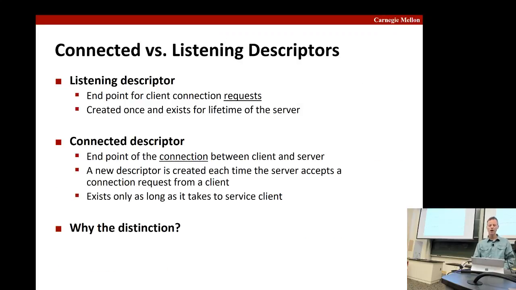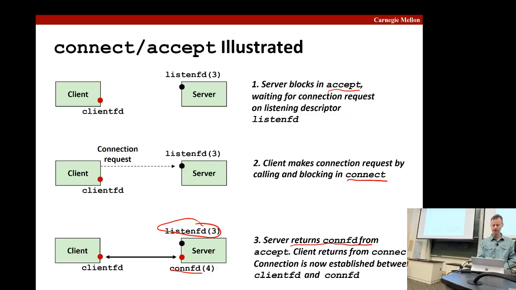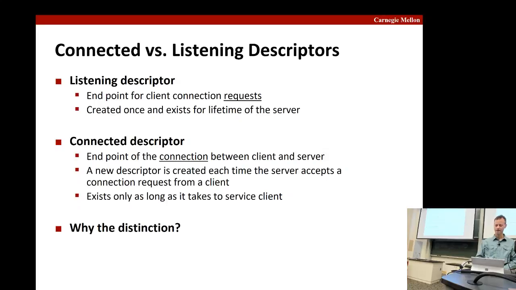Okay. So why do we have both these two types of things, a connected descriptor and a listening descriptor? We have this descriptor here and this descriptor here. Well, the answer is that there's just one of these, sitting there with its job to field the incoming requests as they come along, whereas you can have any number of these, and their job has nothing to do with fielding new requests. It has to do with servicing connections you've already established. So this is created once and exists for the lifetime of the server. This one is on a per connection basis and exists only as long as it takes to service that client.